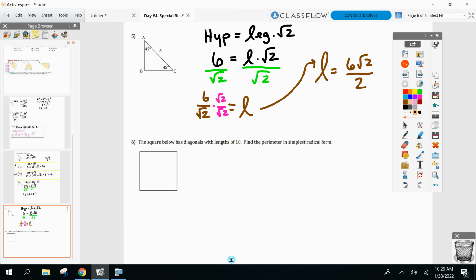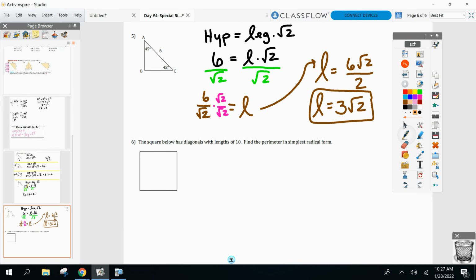But, yeah, I'm not happy with this answer either. Sure, you got the radical done. Congratulations. It's out of the denominator, but I'm still not happy with this. 6 over 2, you can still reduce. So if you can, please do so. So what's the other leg? 3 radical 2. You cannot leave a radical in the denominator. And then you multiply top and bottom to get rid of it. Thanks, Mike. You too. All good?